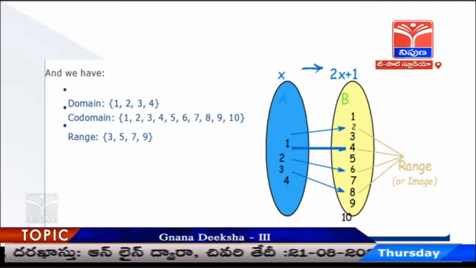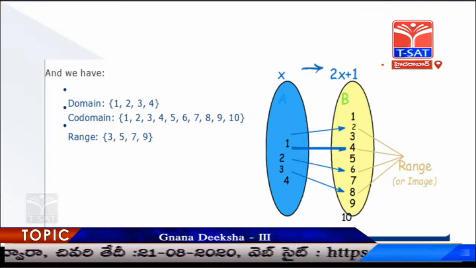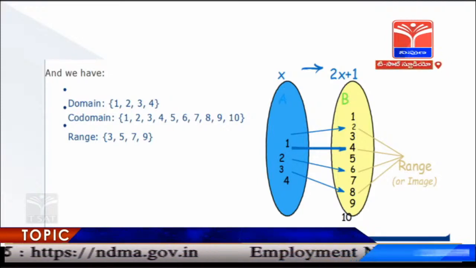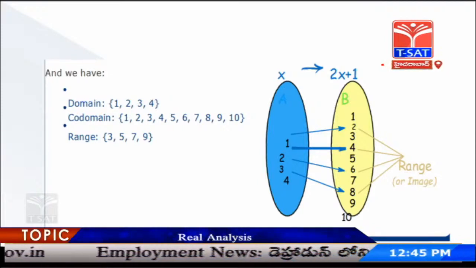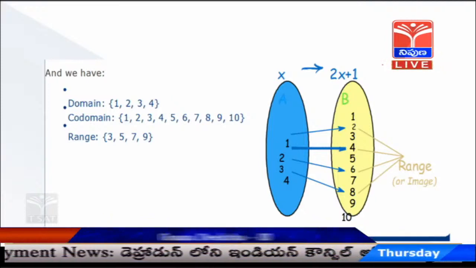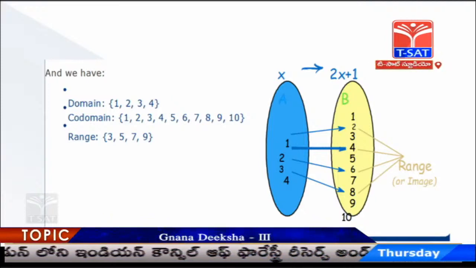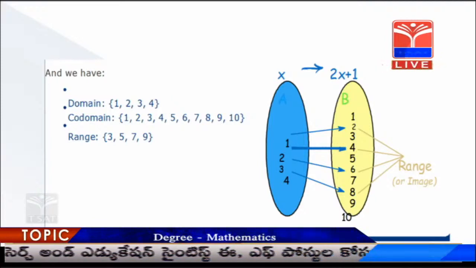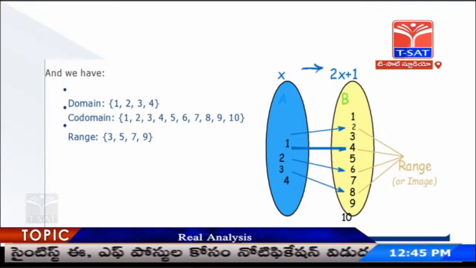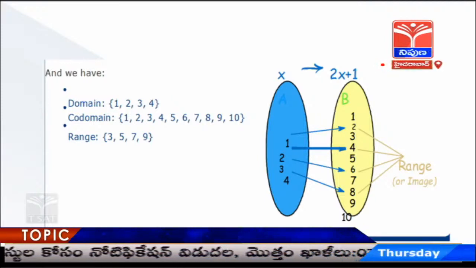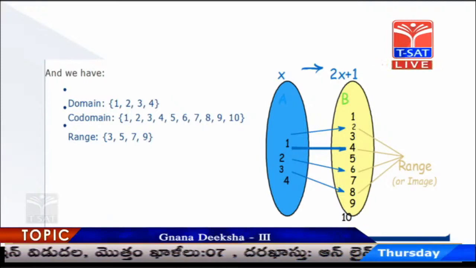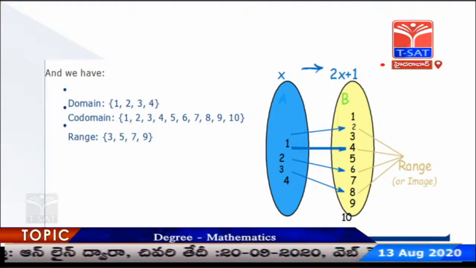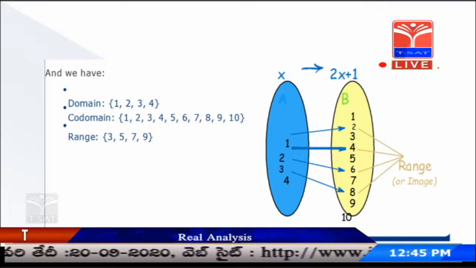So, here we are defining a function between the sets A and B, and the function is taken as 2x plus 1, and the domain is taken as 1, 2, 3, 4 in the first set, and the second set, which is defined as the codomain, is taken as 1 to 10. Now, here the range part: the elements 1, 2, 3, 4 are assigned to 3, 5, 7, 9. The set of elements which are the images of each and every element of A is said to be the range.